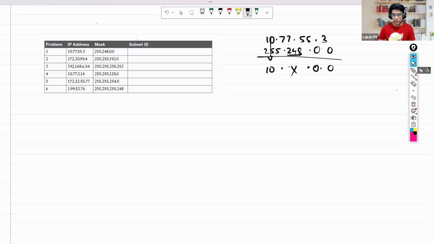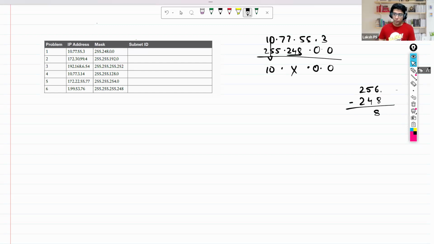And to find out the number over here, we will use a magic number, 256. And we will subtract this interesting number, 248, from 256, which will give us a value of 8.